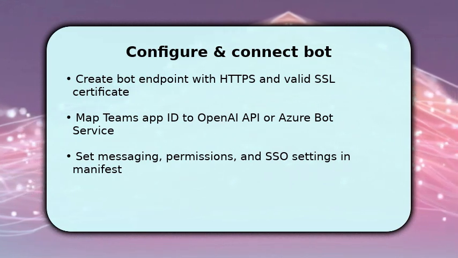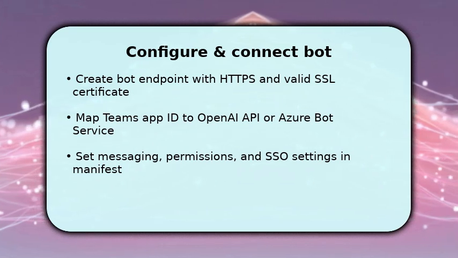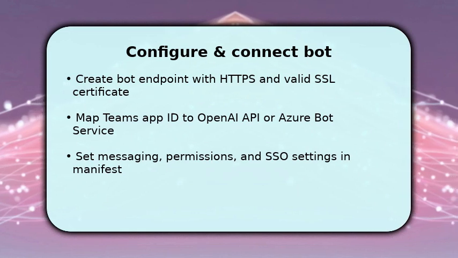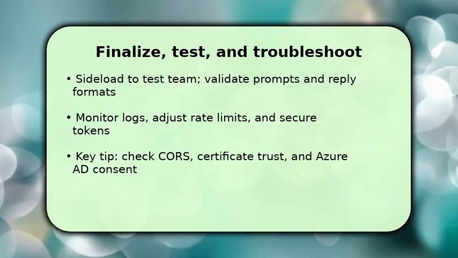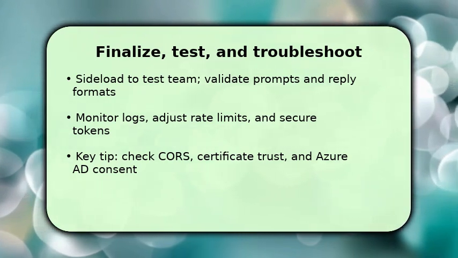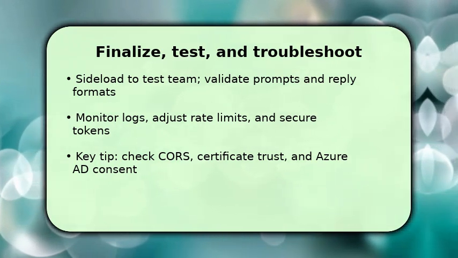After that, sideload the app into a test team so you can verify authentication and basic prompt response behavior. Finish by sideloading the app into a controlled test team and running scripted prompts to confirm behavior and formatting. Make sure responses, cards, and attachments render correctly and that you handle errors gracefully.